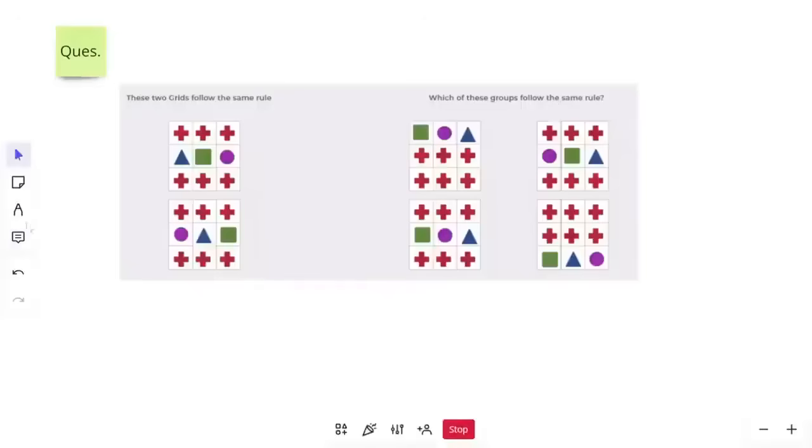Let's look at this question. So what we are told is, see, I'll tell you what the question is. First, we are told these two grids follow the same rule.